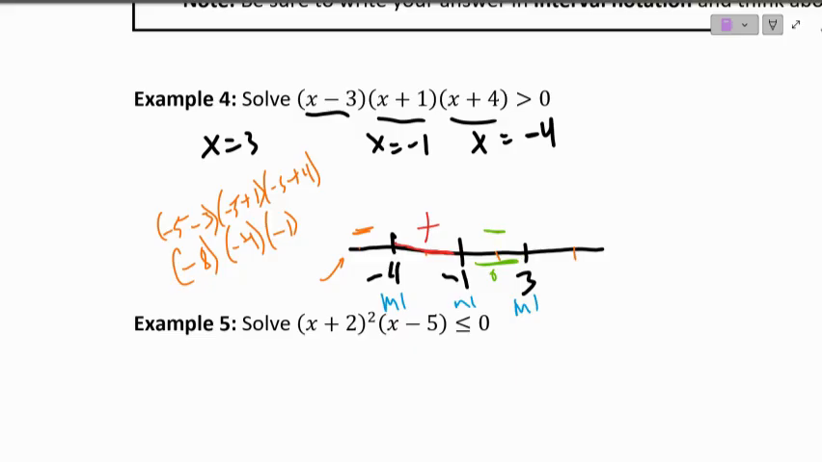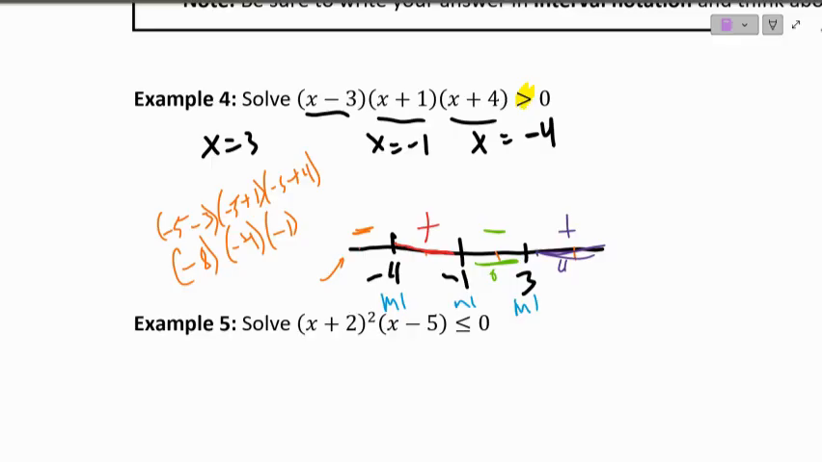And then the last section, hey, that's everything bigger than 3. So I'm going to choose 4 to plug in. Plug it in, do your math, and you end up with all of the multiplication being positive, so you end up with a positive answer. And so what this is telling us is from -infinity to -4, the answers would be negative. From -4 to -1, answers would be positive. -1 to 3 would be negative answers, and then 3 to infinity are positive answers.